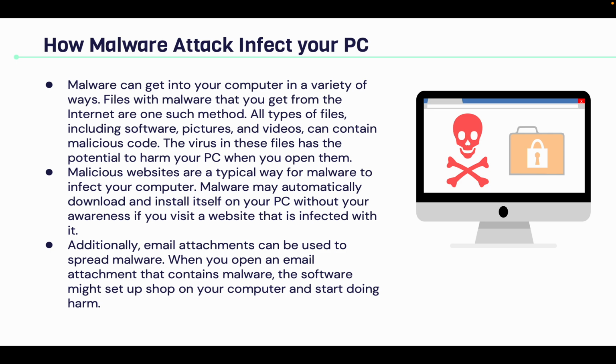The second way is malicious websites, which are typically a way for malware to infect your computer. Malware may automatically download and install itself on your PC without your awareness if you visit a website that is infected with it. And the third one is email attachments, which can be used to spread malware. When you open an email attachment that contains malware, the software might set up shop on your computer and start doing harm.